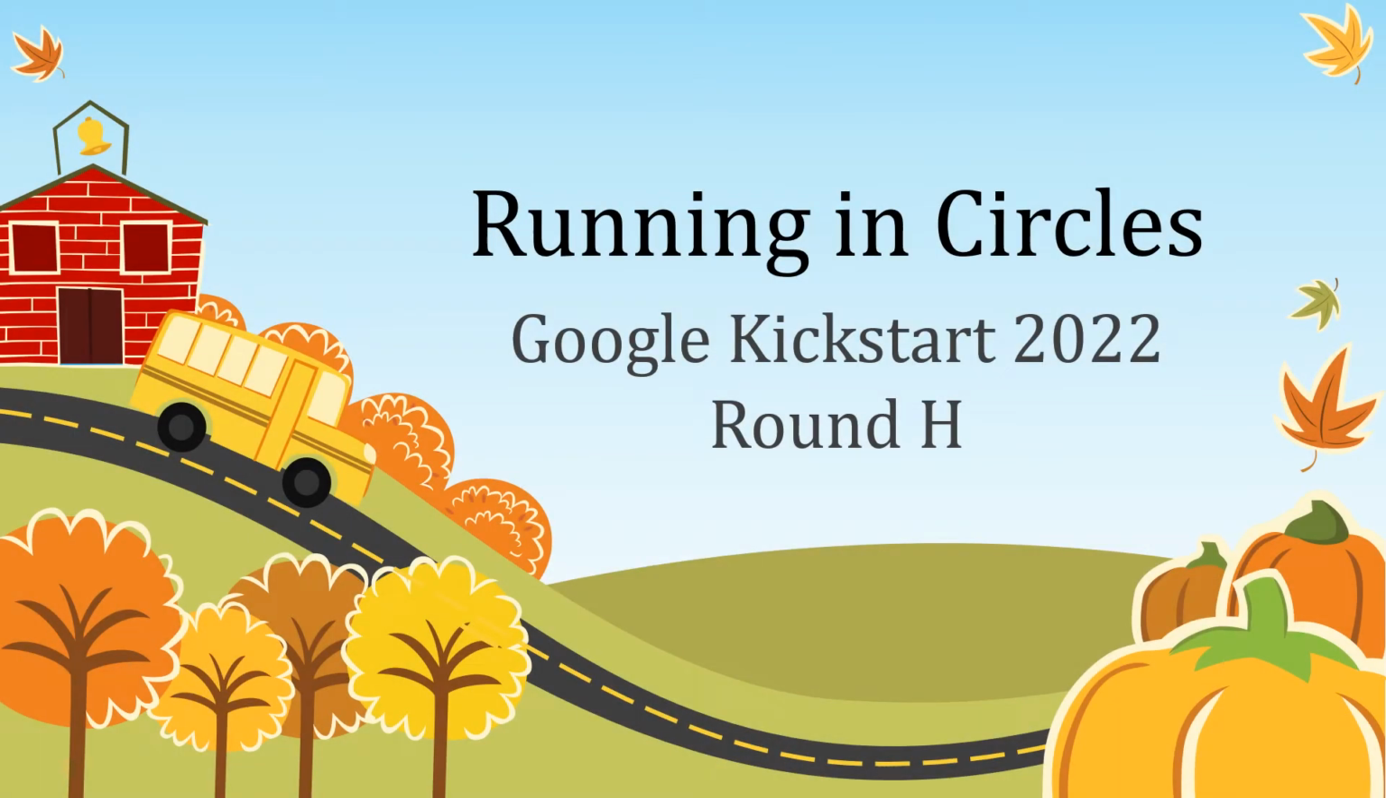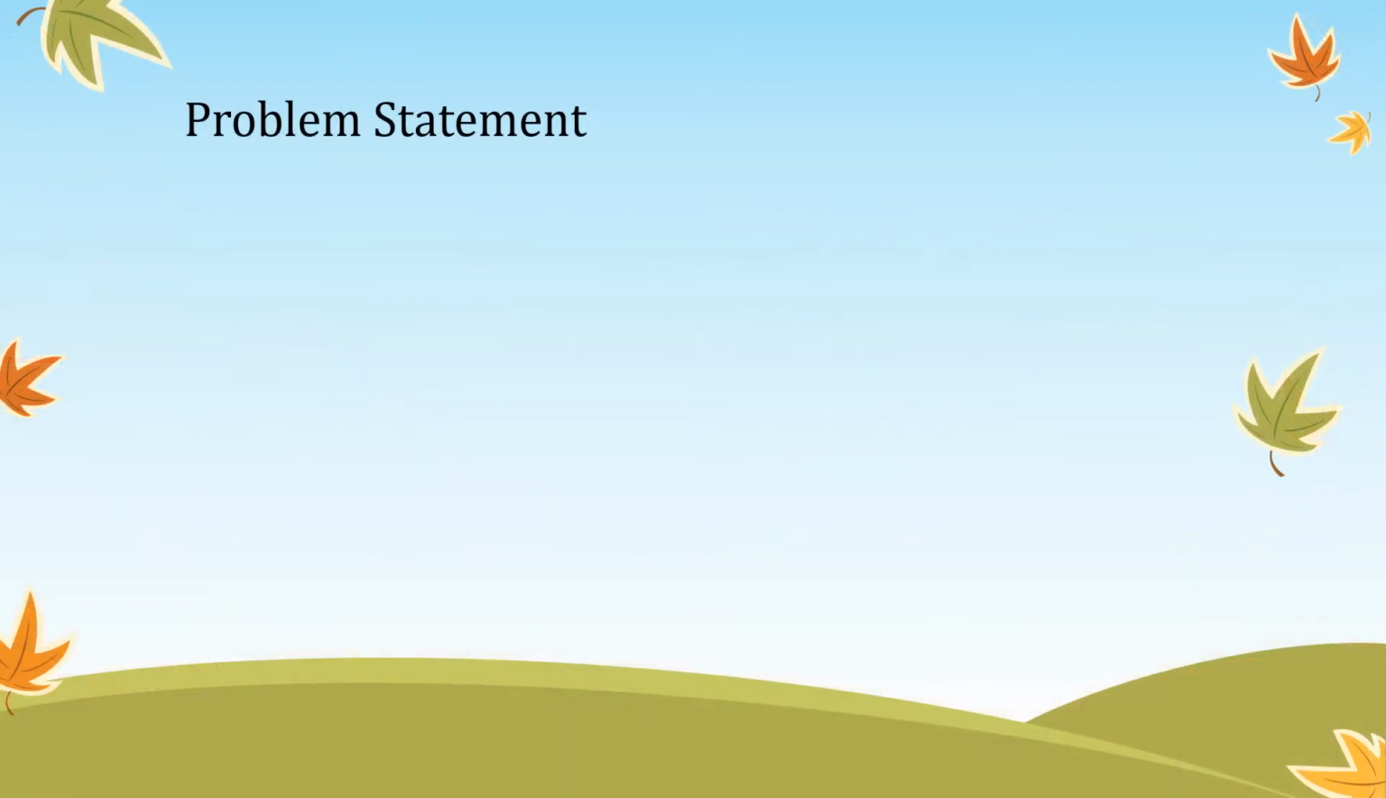Today we'll discuss the Google Kickstart problem which happened today, Round E, Running in Circles. The problem statement says that Ada wants to take part in an annual marathon, which is taking place in her city. So for that she wants to practice, and she does so by using a circular track of length L for running.